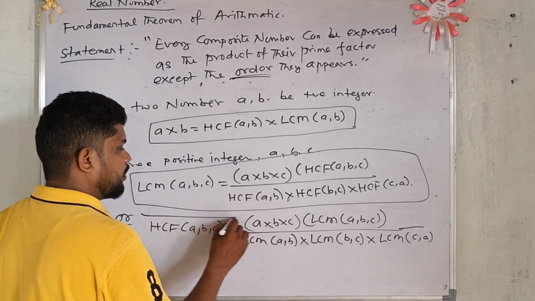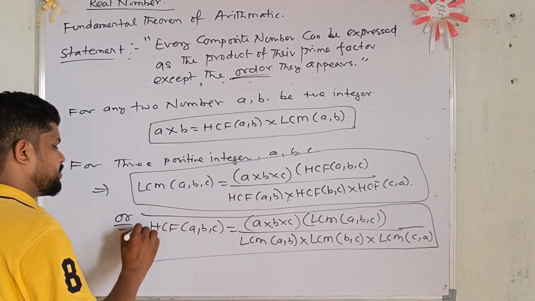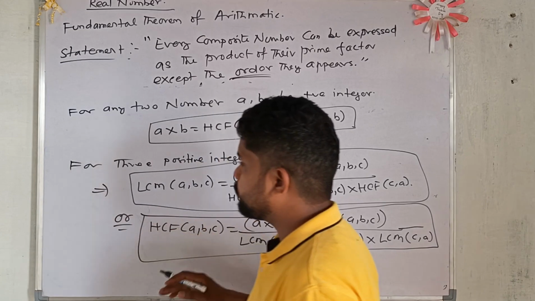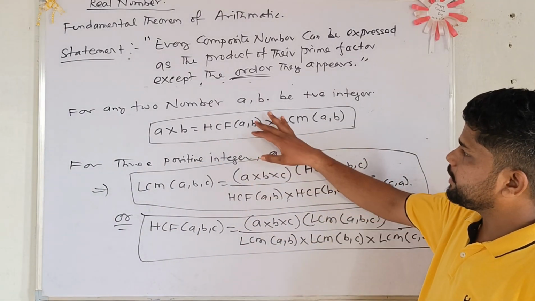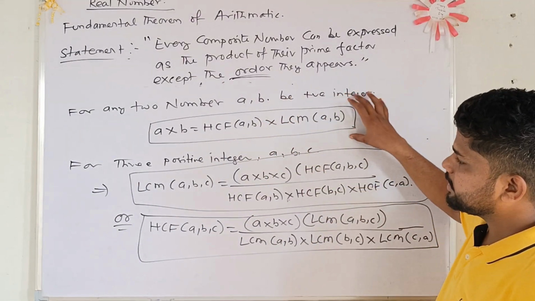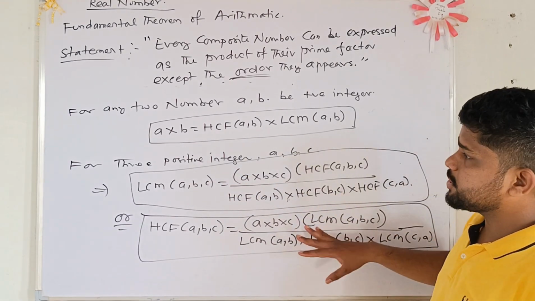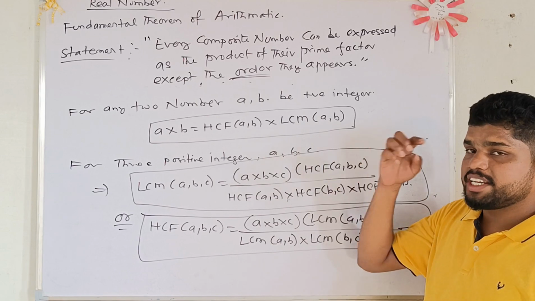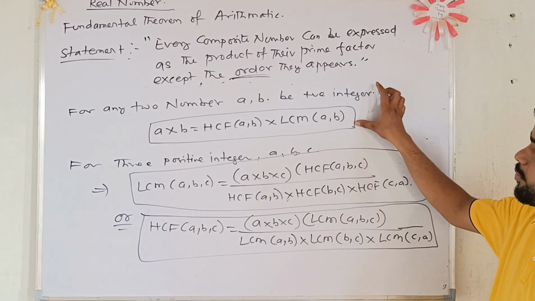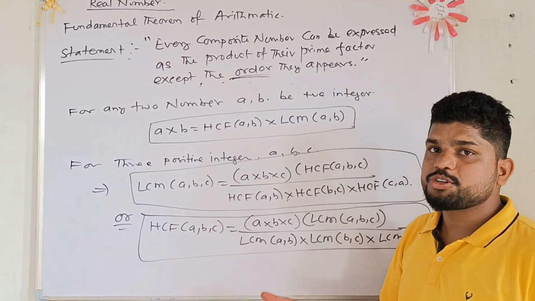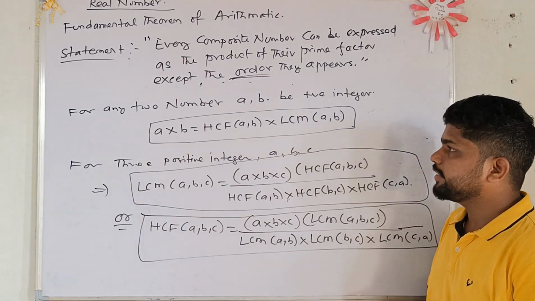So in the fundamental theorem of arithmetic, as an extension to that, we have 3 formulas. For 2 positive integers it is this, and for 3 positive integers it is this. You will hardly get questions from here, but most of the NCERT questions are focused on this formula. So practice more questions from the book only. Okay.